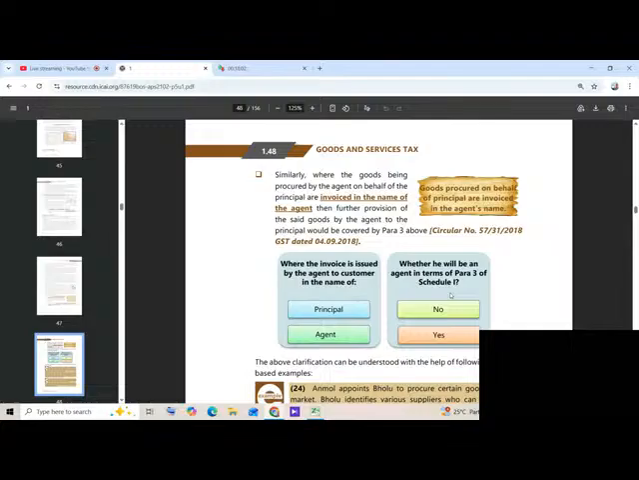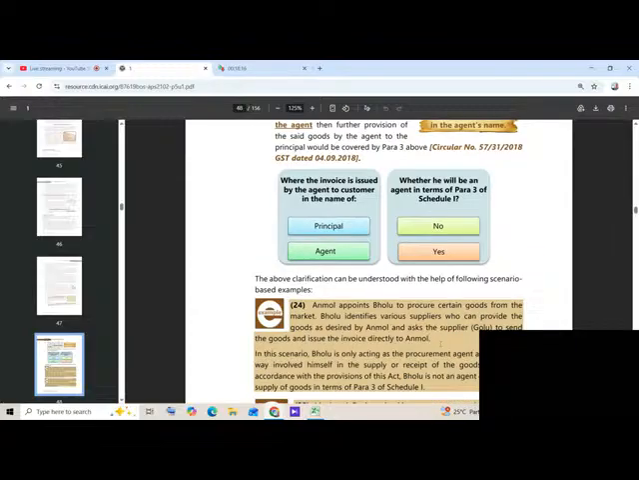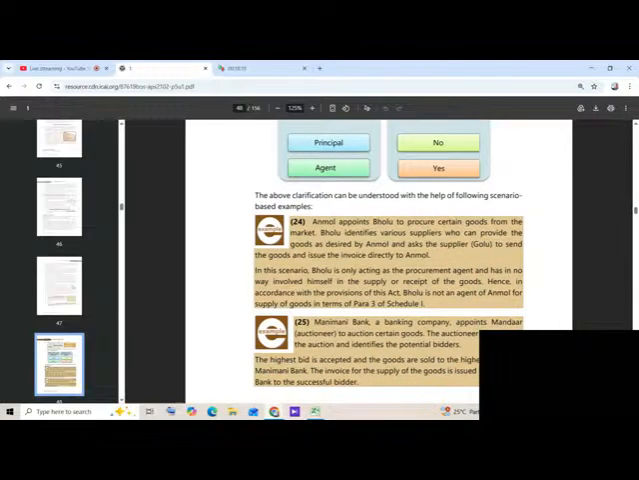And if the invoice is issued in the name of the agent to the customer, then in that case the sending of goods by the principal to the agent without consideration will be considered as deemed supply. The above clarification can be understood with the help of following scenario-based examples.